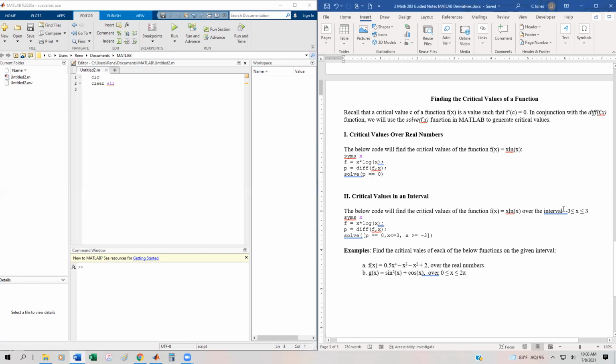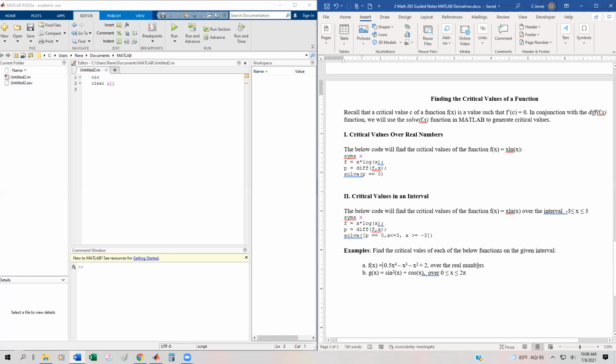Now, we can find the critical values over the real numbers or the given domain. If I wanted to limit my domain to, let's say, -3 to +3, then I would include some brackets in my solve function and define the bounds. Basically, x has to be less than 3 but greater than -3. Let's take a look at a couple of examples where we use MATLAB to help us find the critical values of these functions.